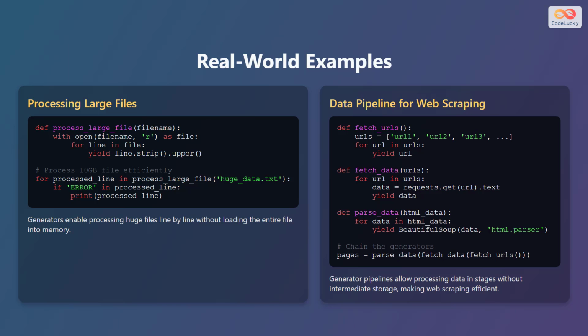Let's explore some real-world examples. First is processing large files. The code defines a generator function called processLargeFile that takes a file name as input.